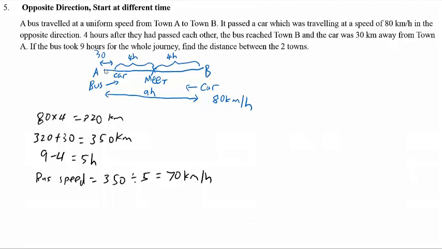Since we also know that the bus took 9 hours to travel from A to B, and the question asks us to find the total distance, we simply take the speed of the bus times the total duration. So 70 times 9, the answer will be 630 km. This will be the distance between A and B.